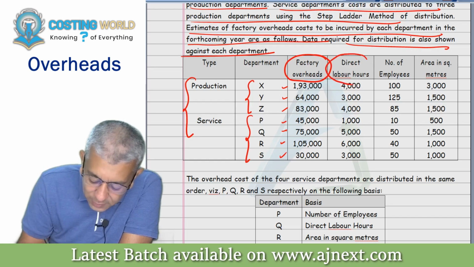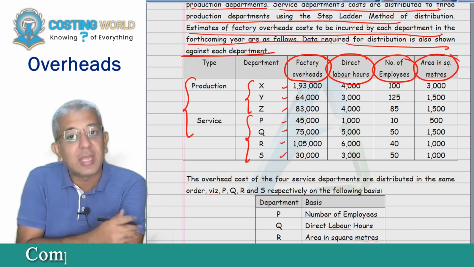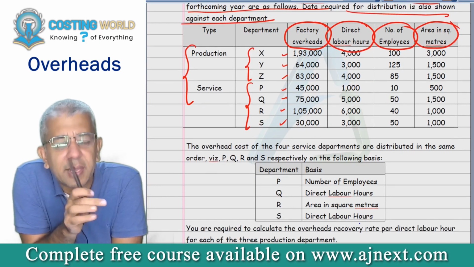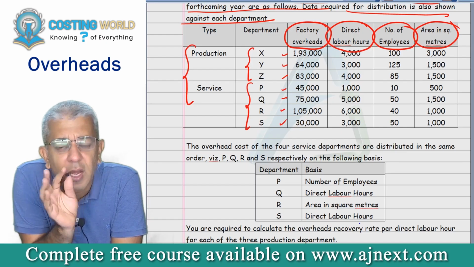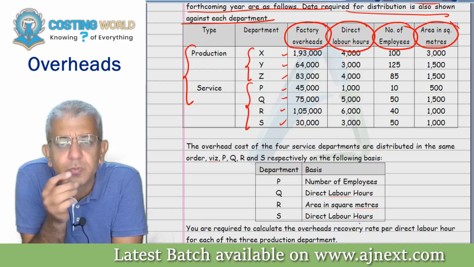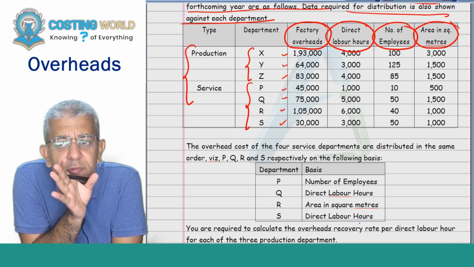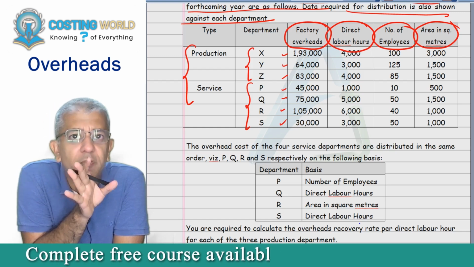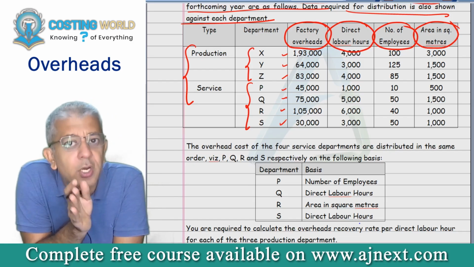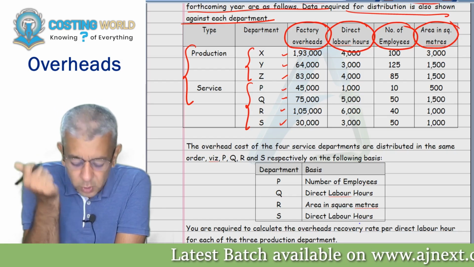Then you have direct labor hours, you have number of employees, and then in this particular case, you have area in square meters. We'll see whatever will be the use. Now, recall one line, try to help me to complete it. Under step ladder method, you start with that department that serves, continue. Which serves maximum of the other service departments. So there is a certain order to be followed. You just can't go in any random order. So they should give me that order because it is step ladder method.